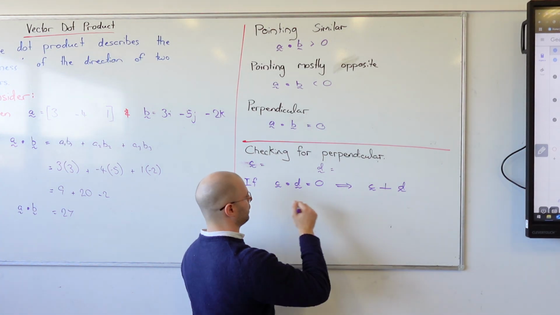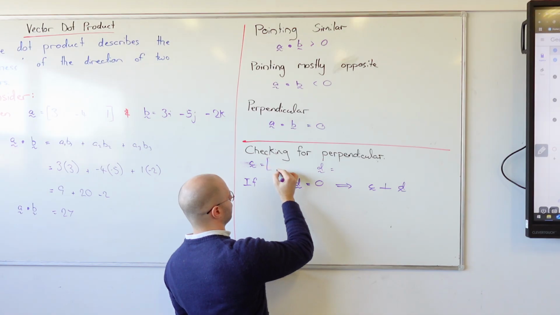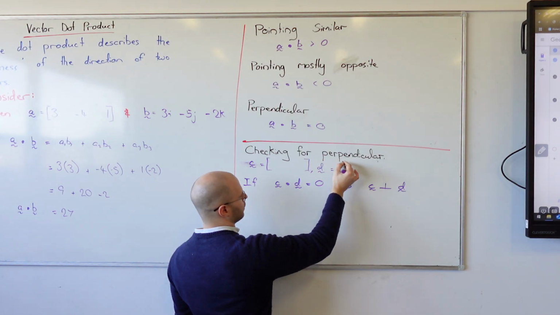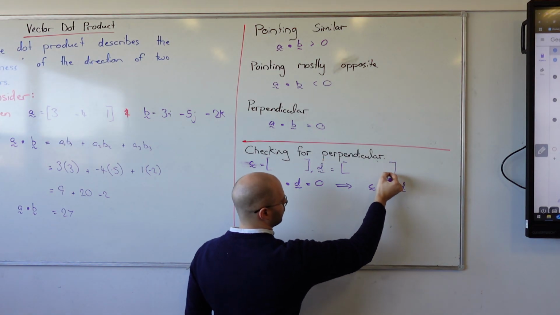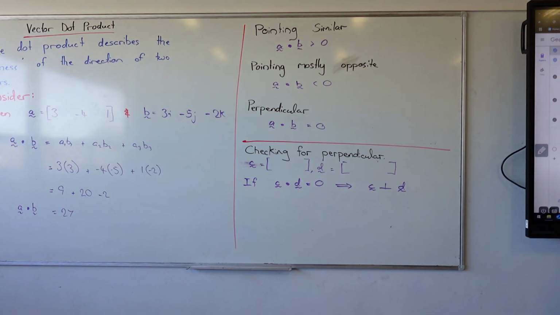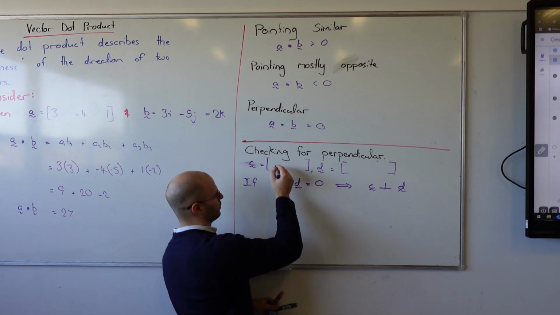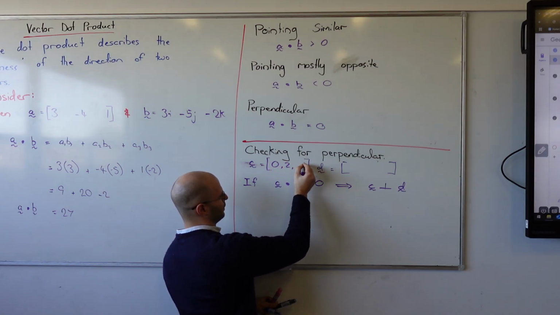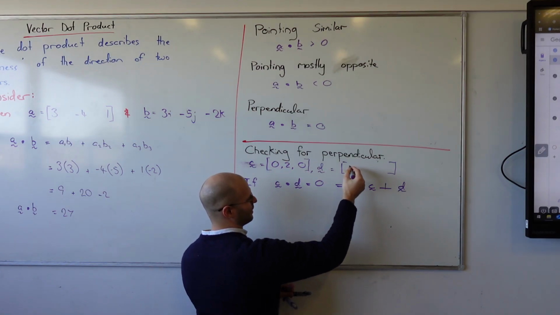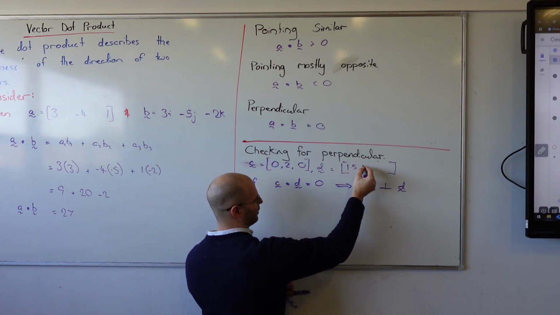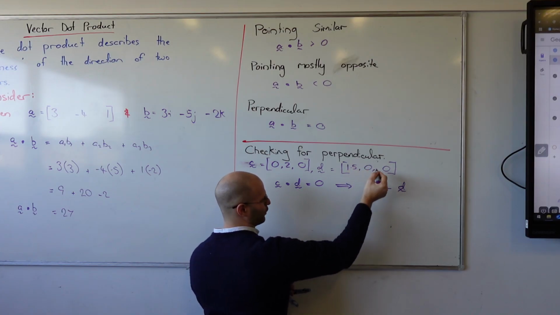Now, let's pick two vectors. We're going to go with that and that. Could you read these numbers out for me, please, Lenny? 0, 2, 0, and 1.5, 0, 0. Great example here.